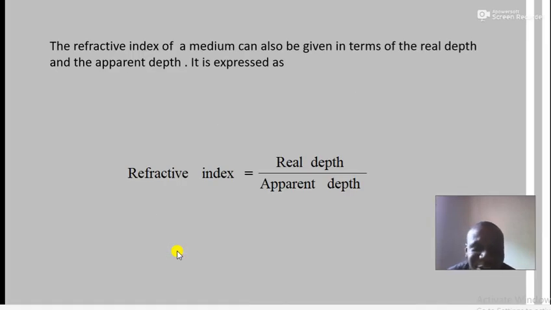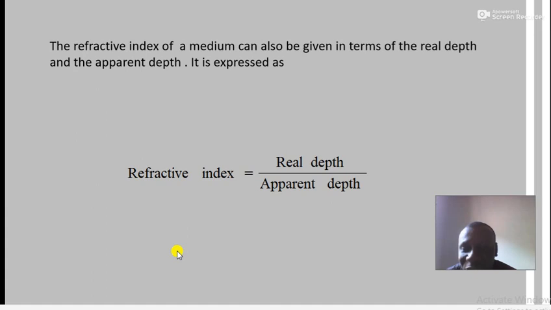Now, the refractive index of a medium can also be given in terms of real depth. We have already seen in a previous video that refractive index is the speed of light in medium 1 to the speed of light in medium 2, where medium 1 is the medium where light actually came from, and then moves into medium 2. Or perhaps the angle which the light makes with the normal in the first medium, which is the angle of incidence, and the angle which the light makes with the normal in the second medium, that is the angle of refraction. When we take the sines of these angles, we can use that to determine the refractive index.